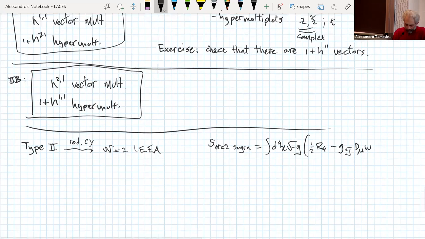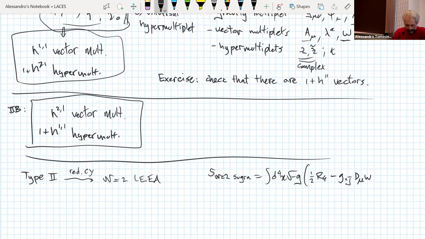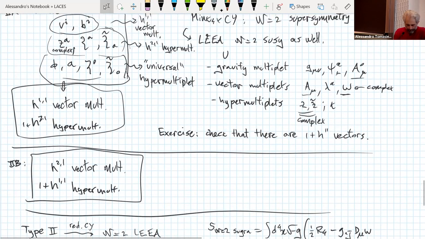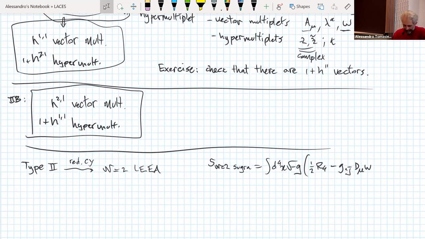So here I call them W. In our particular 2A case, the W's were just a complexification obtained by putting together, for example, W^i would be B^i plus i times R^i. But already in 2B it would be different. So here I'm just writing the general action for gravity multiplets, vector multiplets and hypermultiplets.